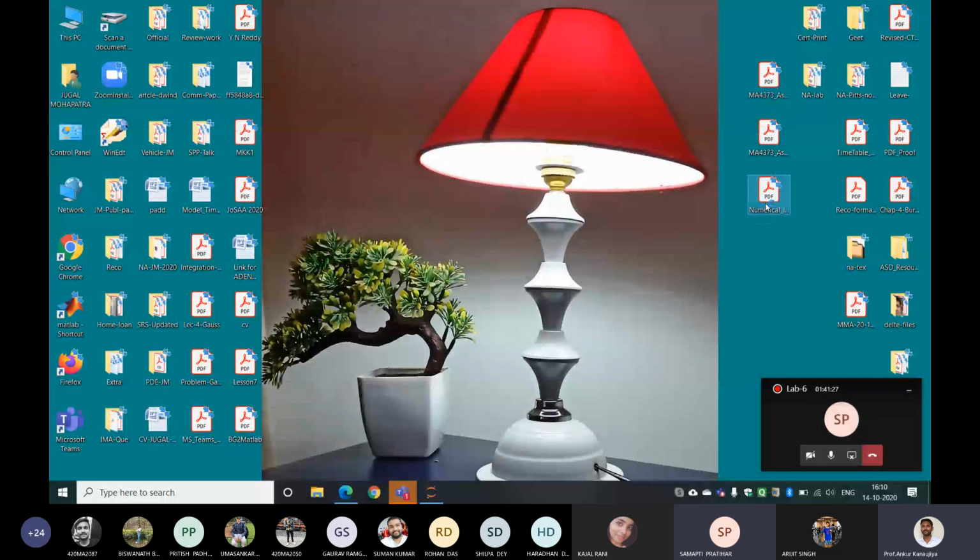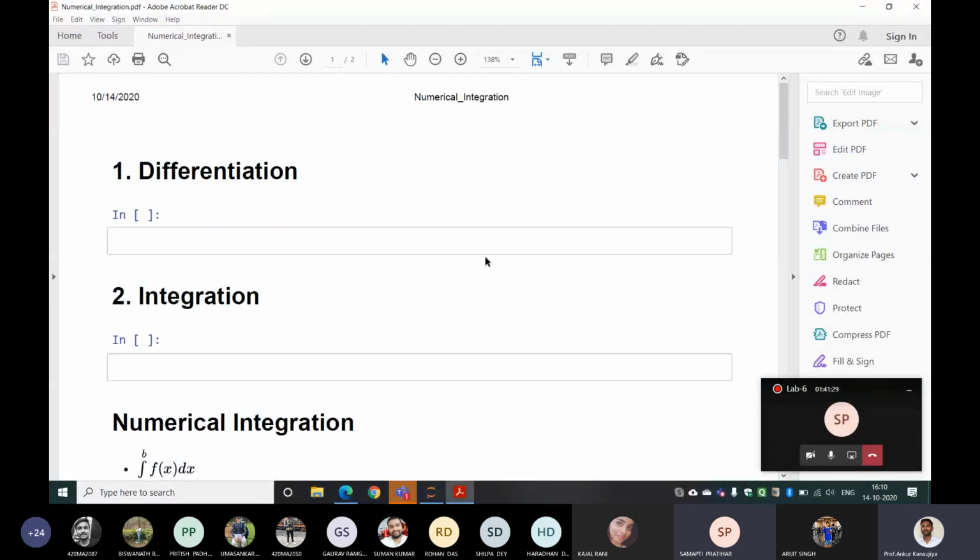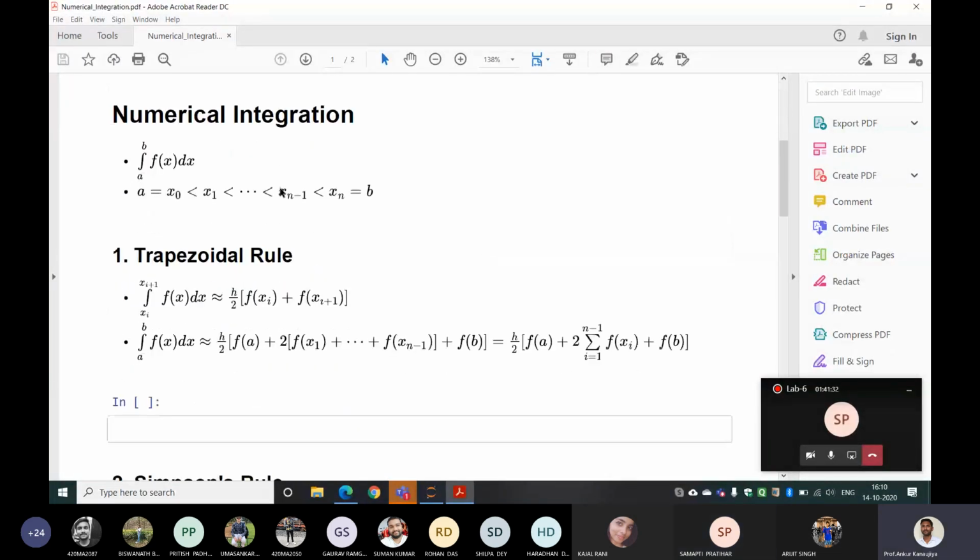I wrote it here, and I will implement that one. So first divide the interval AB. This is the integration A to B. Interval x0, x1, xn minus 1, and xn. The last one is B, the first one is A. This is the formula for each interval, the interval from xi to xi plus 1. This is the formula for the trapezoidal rule: f of xi plus f of xi plus 1.